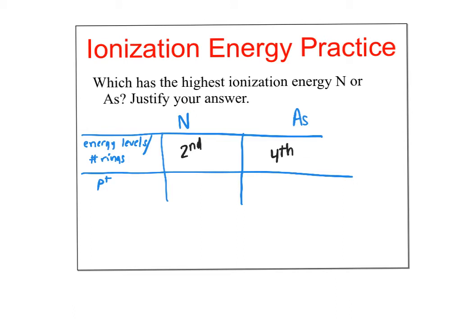Okay, because these are not a tie, we don't need to look at protons, just like before. So basically, you have a lady holding her purse pretty close to her body versus a woman who's holding it far out. If we're looking for highest ionization energy, that's hardest to steal from.